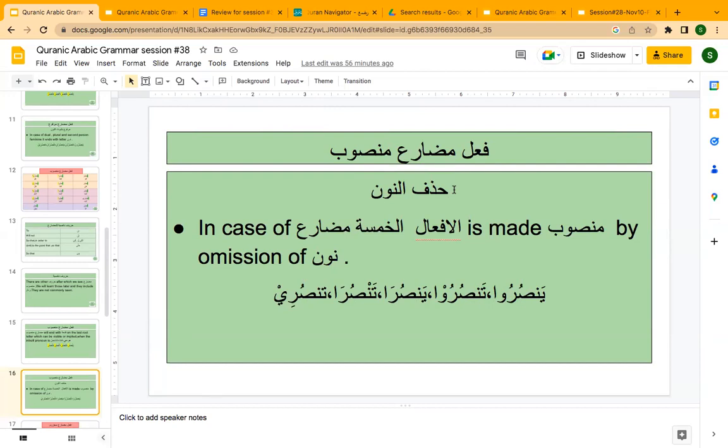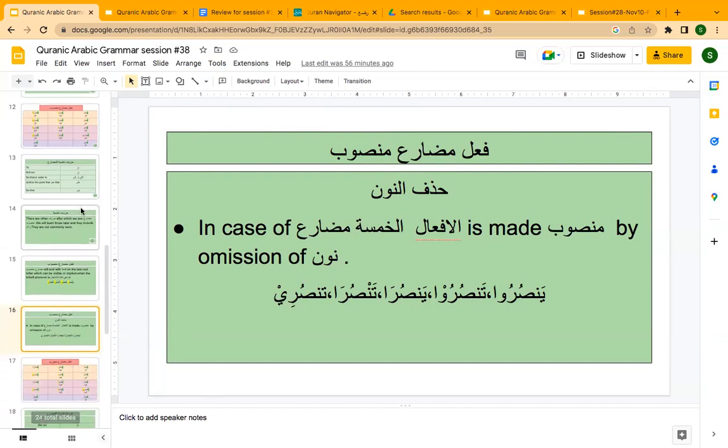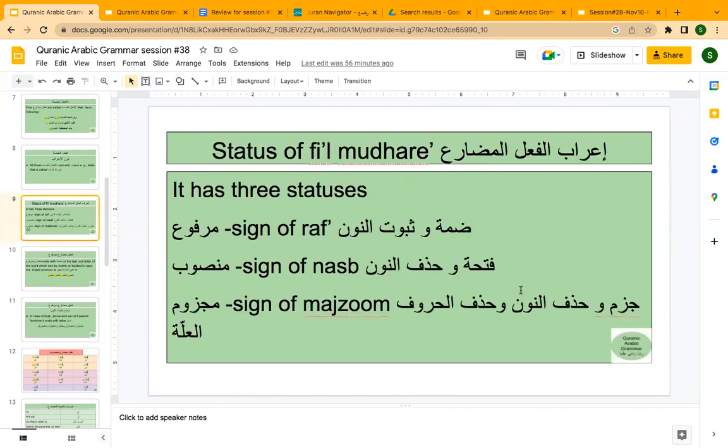Okay, now look at the third status. Just like ism has three statuses, your mudari also has three statuses. The third one is not majroor. Remember, the third status in case of ism was raf, nasb, jarr, but in case of fi'l, that's not the case. In case of fi'l, you are going to see majzoom. What is majzoom? Do you know what jazm is? In Indo-Pak, this word is used very extensively. Jazm. What is jazm?